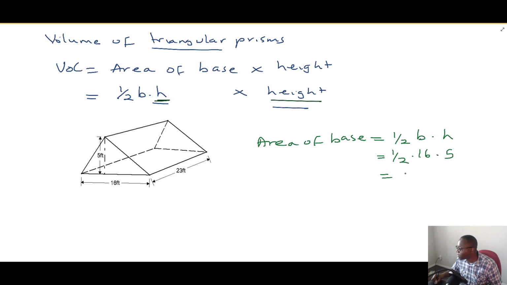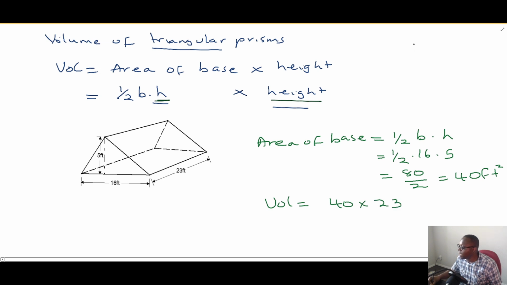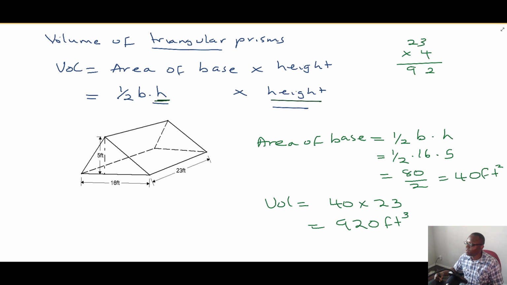So this is going to give us 80 divided by 2, which is going to give us 40 square feet, and then the height is 23. So volume is now going to be 40 multiplied by 23. All I care about is 23 multiplied by 4. So this is going to give me 92. And then we're going to append a 0 to the end. And this is going to give us the volume of the triangular prism.